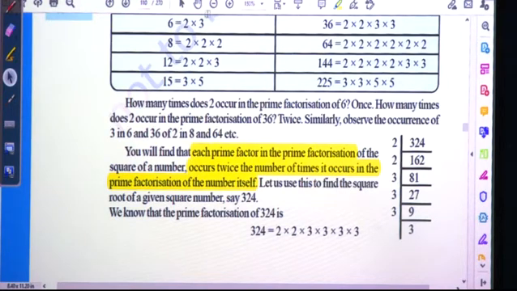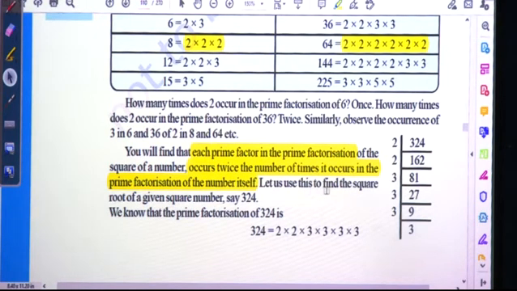Similarly, consider 3. 3 is coming once in the prime factorization of 6, and it is coming 2 times in the square of 6. The same example was explained here in case of 8. 2 is coming 3 times here, and in the square 2 is coming 6 times, means twice of this. 3 2s are 6.